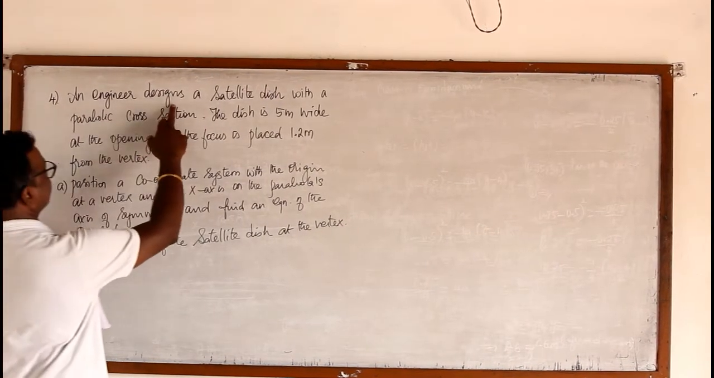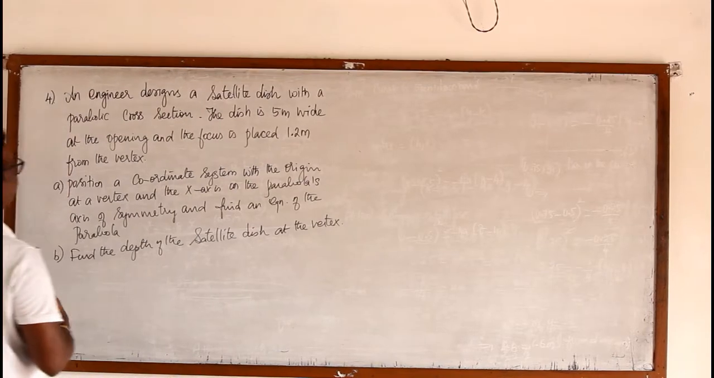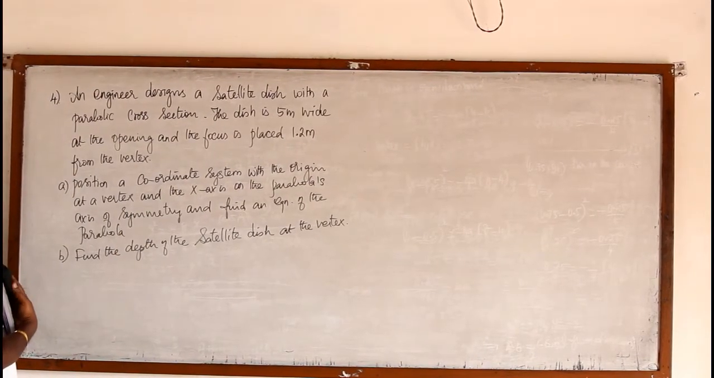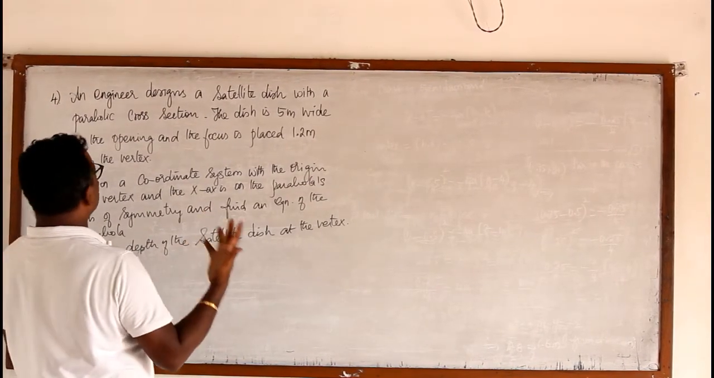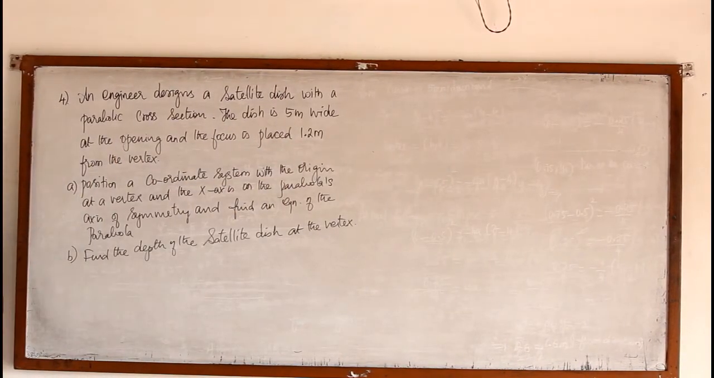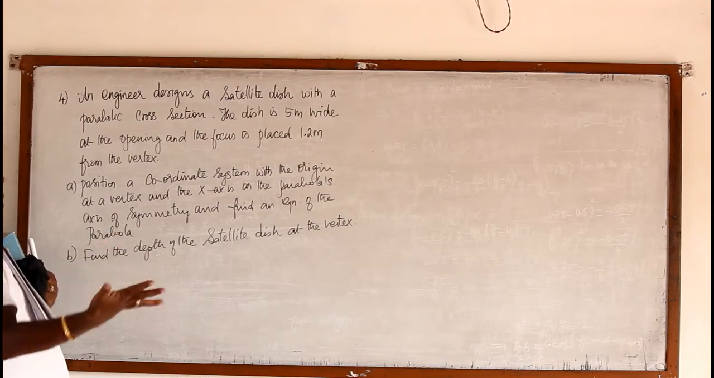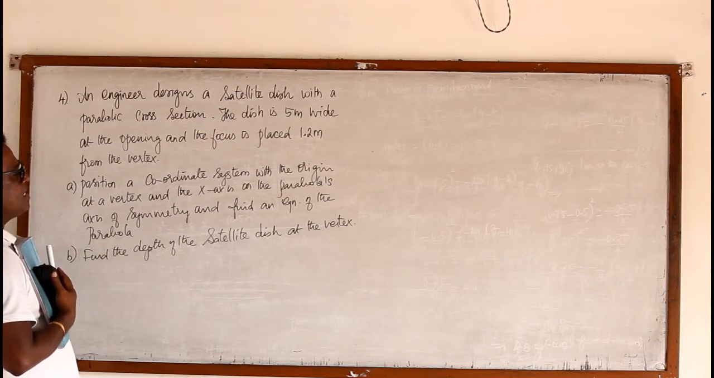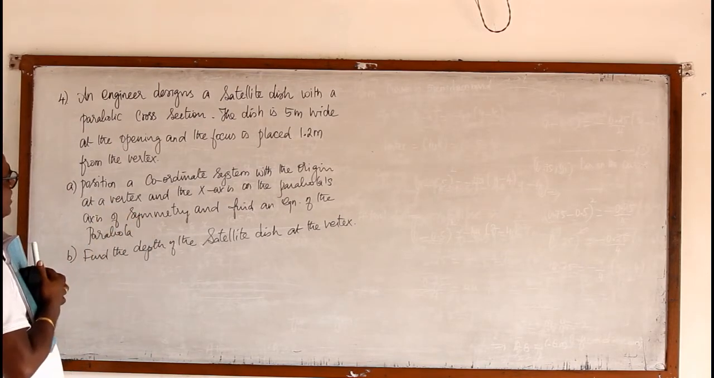Now next, question number 4. An engineer designs a satellite dish with a parabolic cross section. So a parabola is given. The dish is 5 meters wide at the opening and the focus is placed at 1.2 meters. So the width of the dish opening is given, and also the distance from the vertex to the focus is 1.2 meters, that is also given.